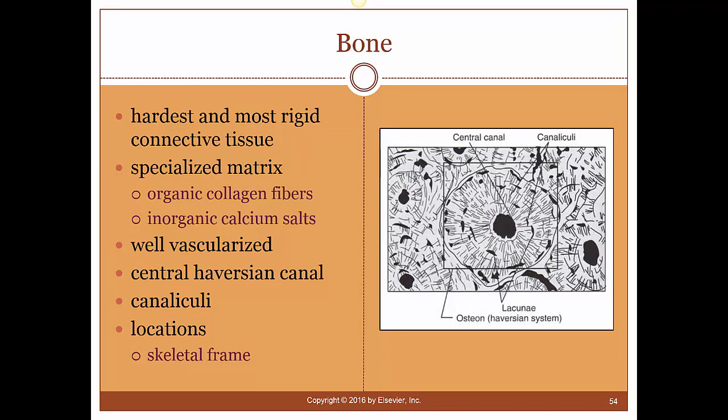Bone is the hardest and most rigid of all connective tissues. It has what we call these Haversian systems, so these round systems right here. And in the center is what we call a Haversian canal or a central canal. And so these are important because right here in the center we have blood vessels and nerves and lymphatic vessels that run through here. And coming off of these canals are going to be these little lines that you see, but they're not just lines. These are capillaries, and these are called canaliculi. So this is where blood actually goes out into bone.